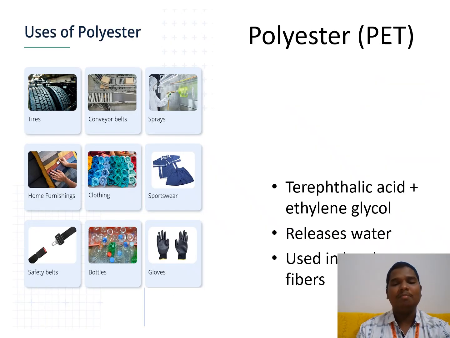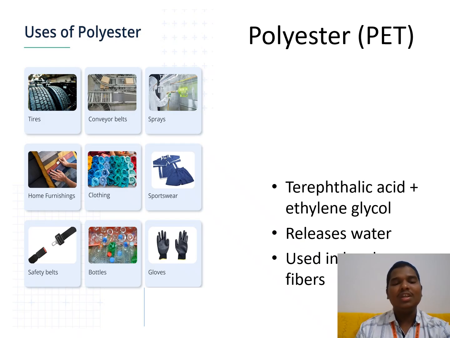Next, we will see polyester. Polyester is commonly known as PET. PET is produced from ethylene glycol and terephthalic acid. It has great transparency, great strength, and moisture resistance. It is used in bottles, fabrics, packaging, sportswear, and plastic films.